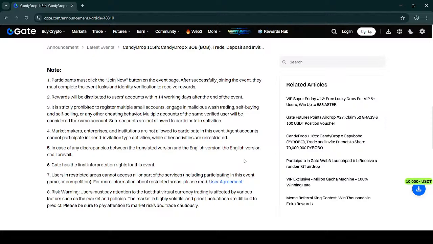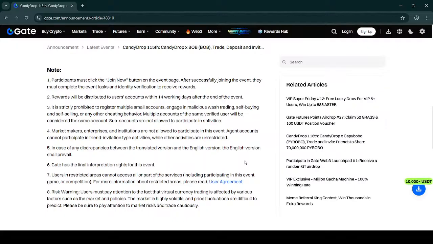Note, this is an authentic review. To participate, click the joining button on the event page. After successfully joining the event, you must complete the event tasks and identity verification to receive the reward. The reward will be distributed to the user account within 14 working days after the event.